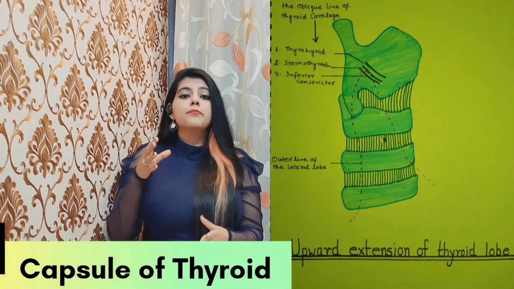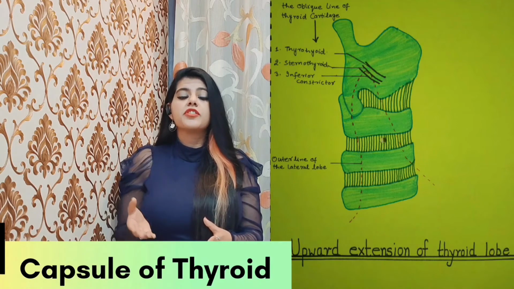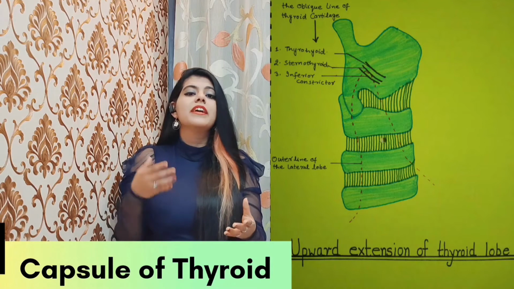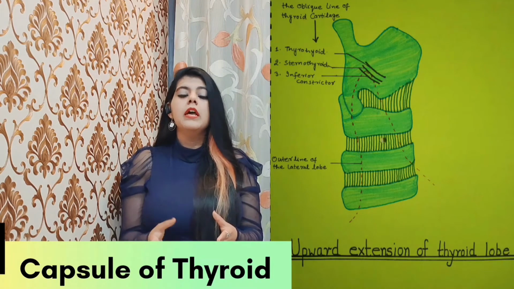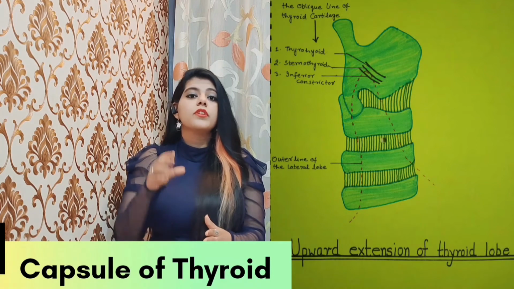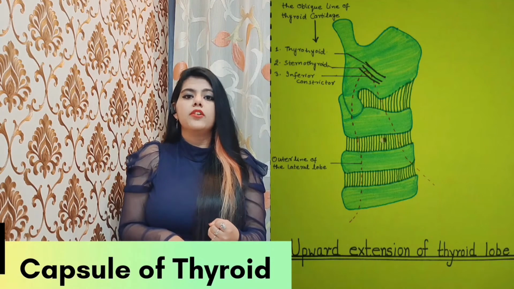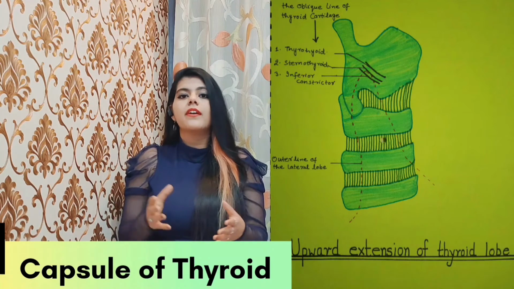As you know, the pretracheal fascia encloses the thyroid gland, which extends to the oblique line of the thyroid cartilage and gets attached to the body of the hyoid bone in the middle. On the medial surface of the thyroid lobe, it gets thickened to form the suspensory ligament of Berry, which connects the thyroid lobe to the cricoid cartilage.